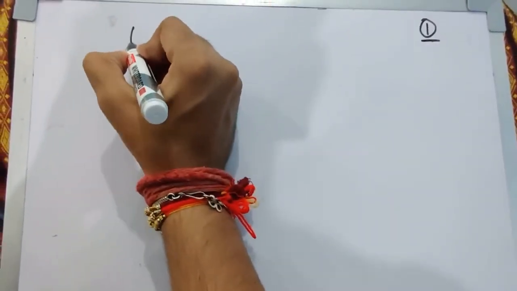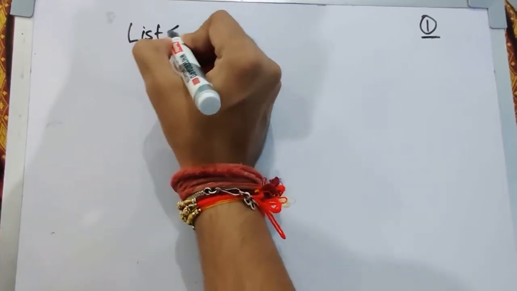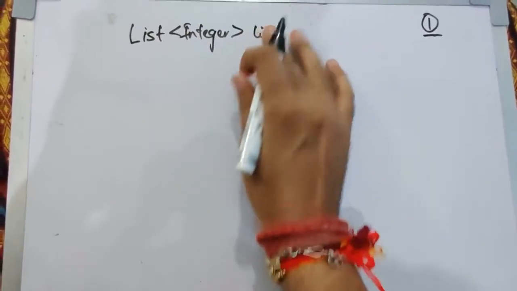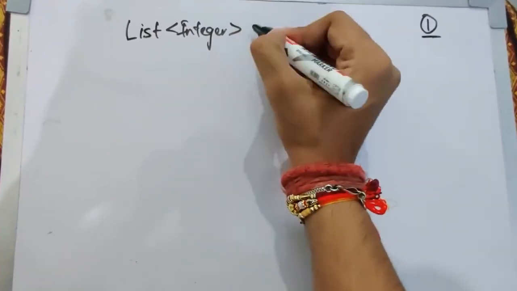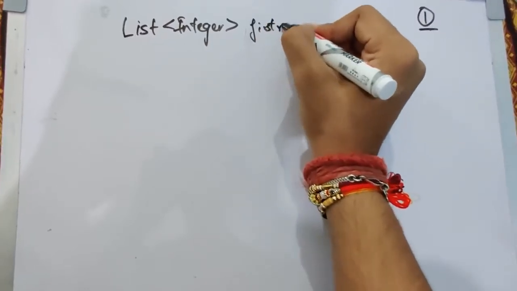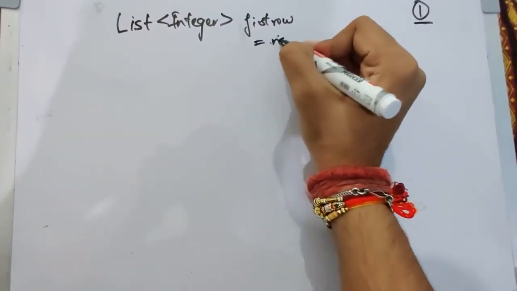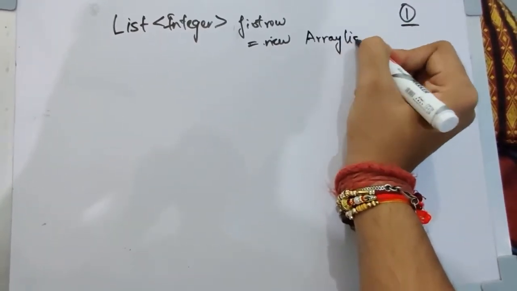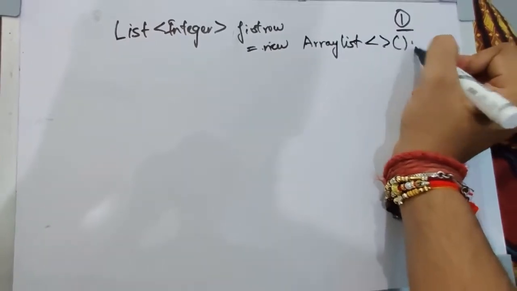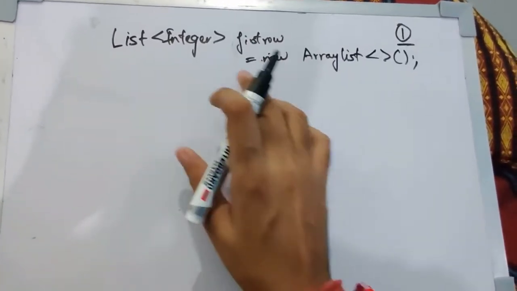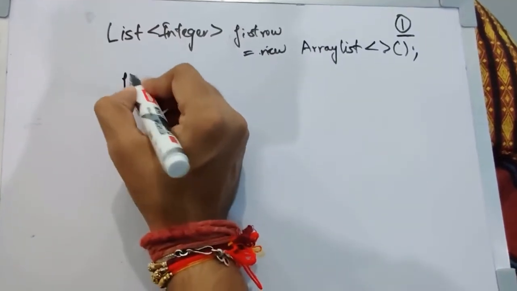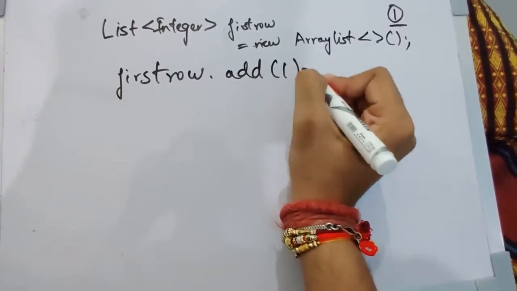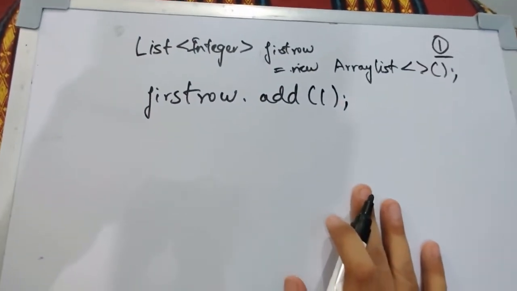So what we will do is we will create a list of integer, and I'm going to name it first row, and it will be like new ArrayList, right? This is your first row and it should have an element, so I'm going to add 1 here. Okay, so your first row is defined.